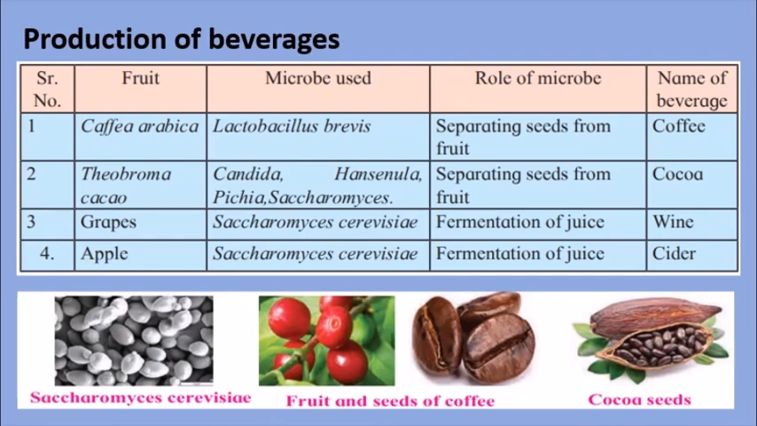All these microbes are used for separating the seed, and after fermentation, cocoa is produced. For the production of wine, we use grapes. Saccharomyces cerevisiae is added into it. Fermentation of the juice takes place, and then the wine is produced. To produce apple cider vinegar also, we use apple juice. Saccharomyces cerevisiae is added, fermentation takes place, and then the byproduct that we get is apple cider.